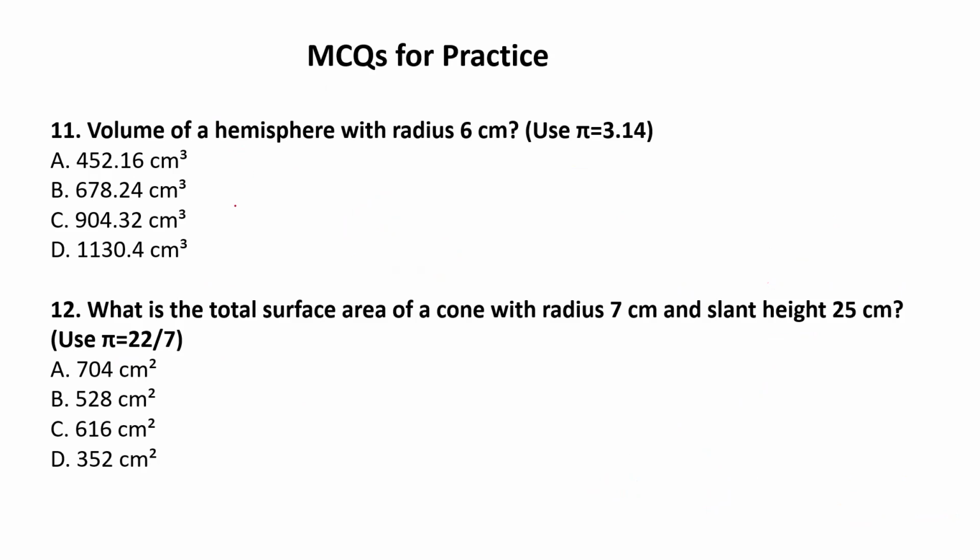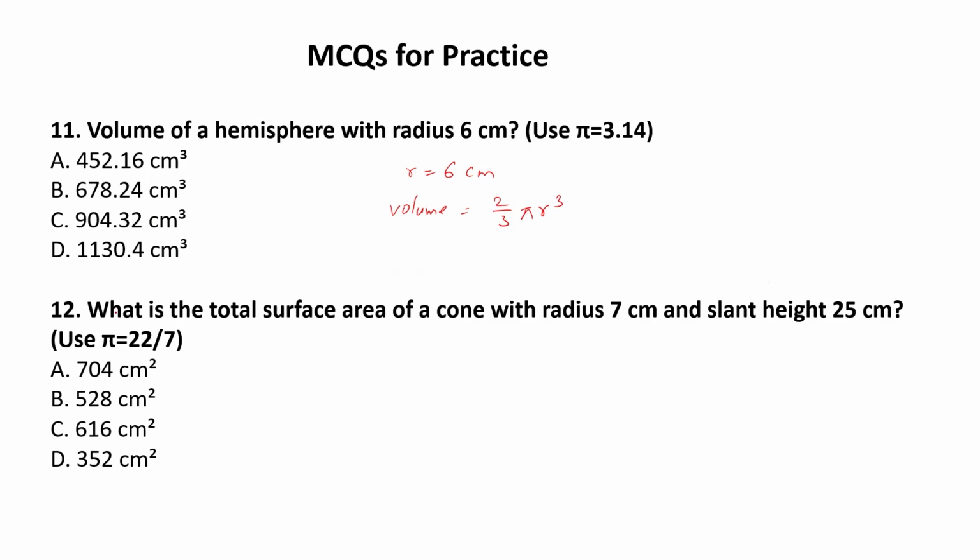These are the problems for you to practice. The first problem is the volume of a hemisphere with radius 6 centimeter. So r is given to be 6 centimeter. You have to compute the volume. If you remember, volume is 2 by 3 pi r cube. We have already solved such a problem. So you just have to plug in the values of r, pi, everything. Use your calculator and check the answer.